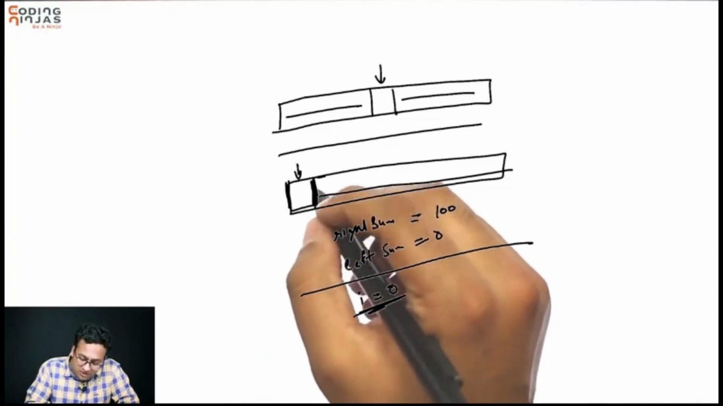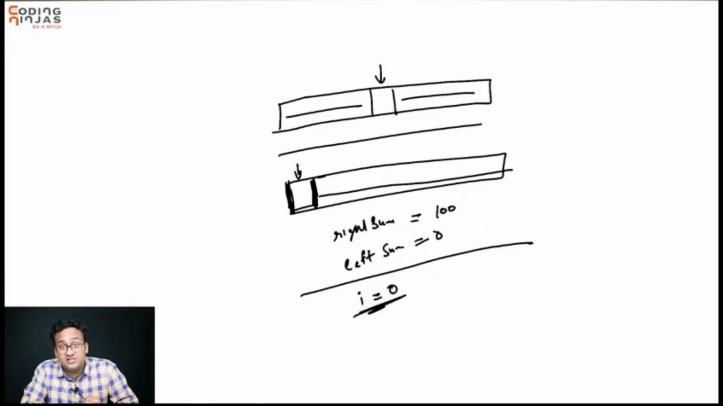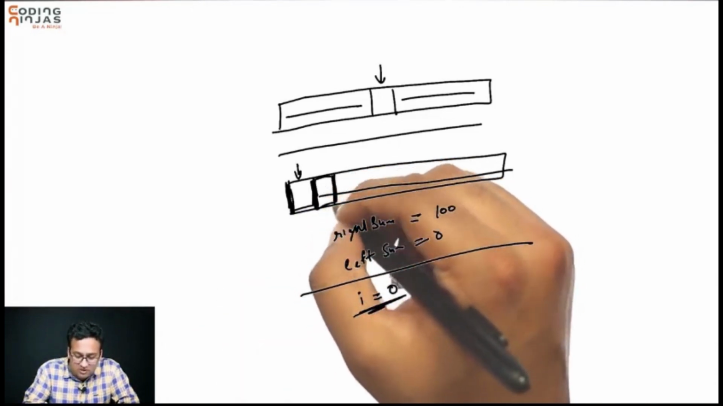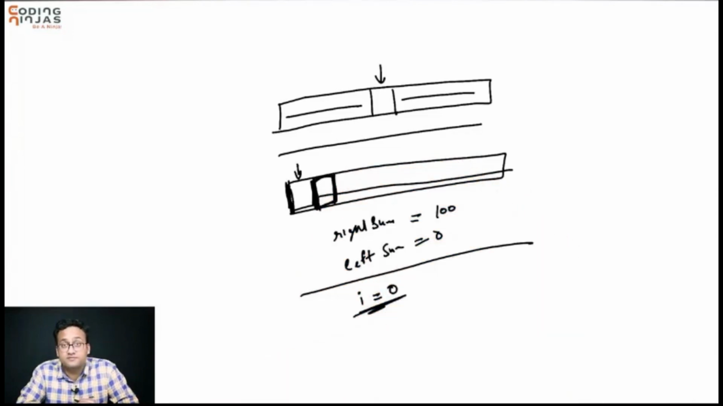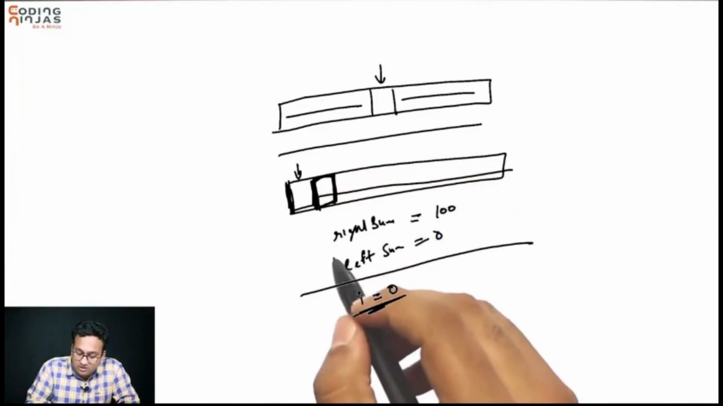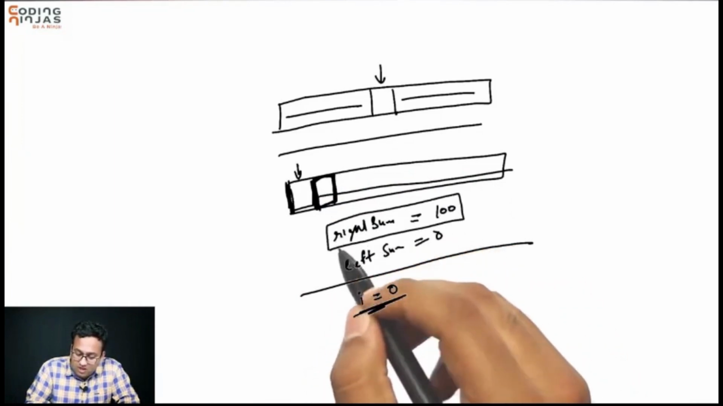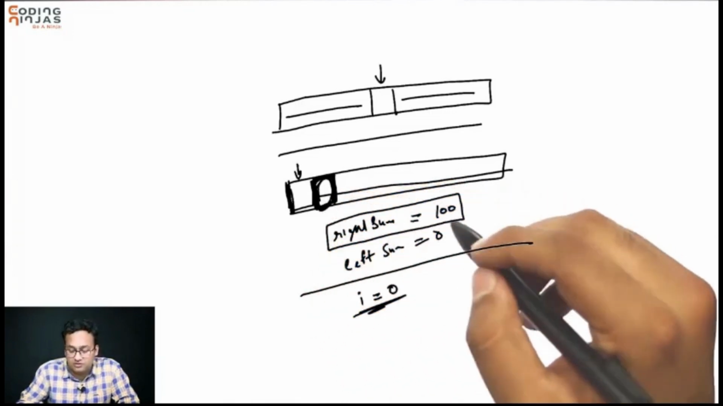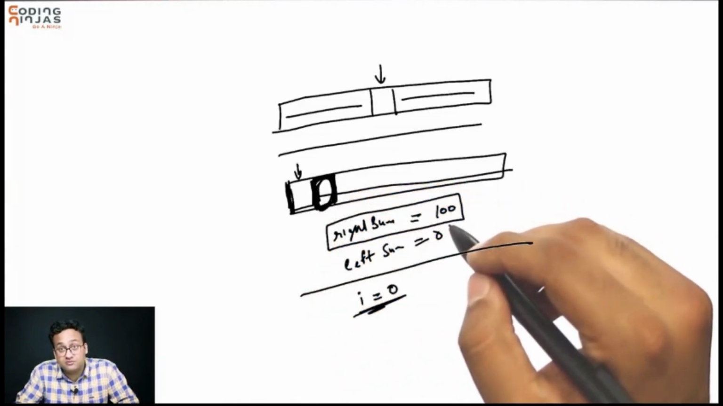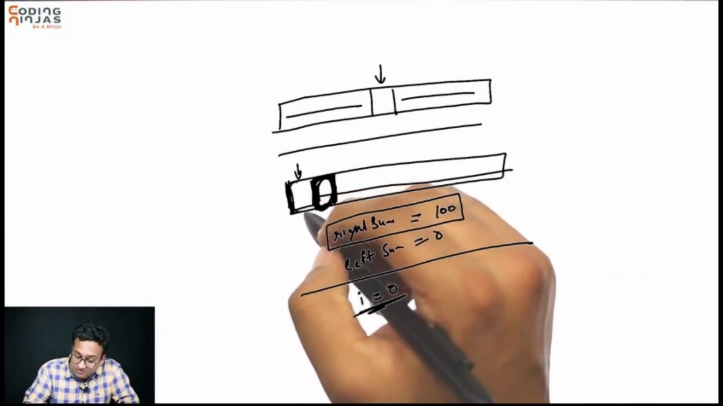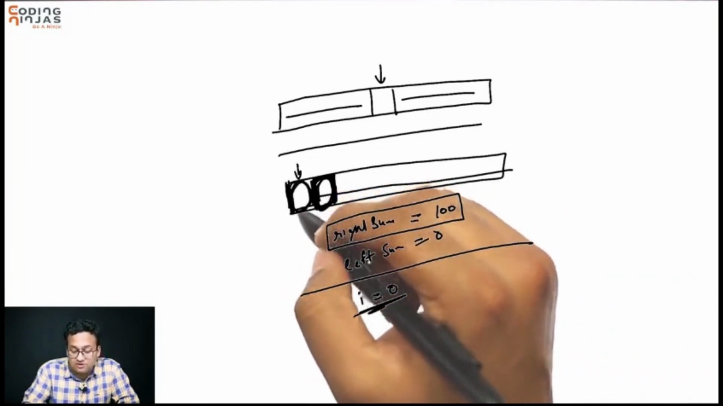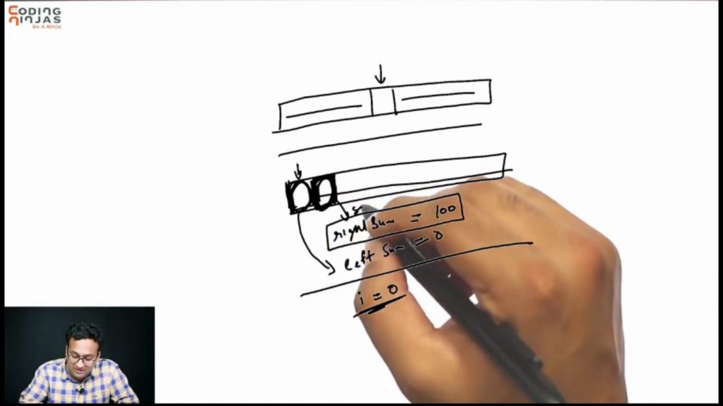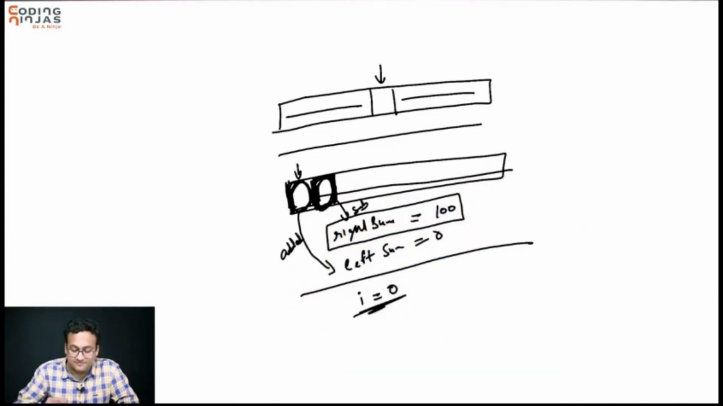Now if you know the left and right sum for this index, then when you move to the next index, just update your left and right sum values. I think your right sum now should not include this element, right? It should not include this element. So we need to subtract some value from here. And your left sum should include this value. So we need to add this to the left sum. So this needs to be subtracted and this needs to be added.